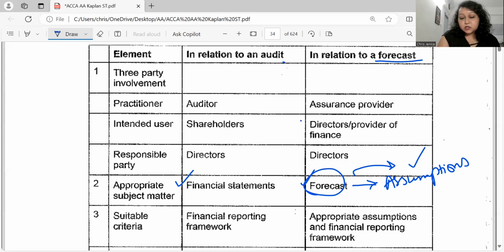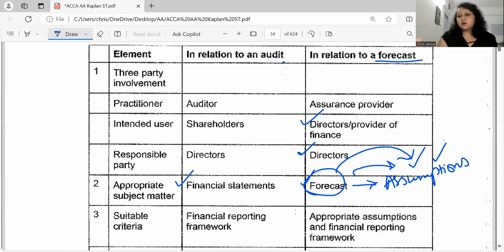Why do we think the intended user will be a director here? Because he is going to be the responsible party. And why is the intended user also a director? Because a forecast is not the final outcome of something that you're going to provide to the shareholders. It is for running of the company. You are going to make a forecast at the beginning of the year or for the upcoming years. So this is for the operations. So the directors will be interested in knowing whether the assumptions made by them are correct, whether it is an appropriate assumption, and whether the forecast made is appropriate in relation to whatever assumptions they have formed.